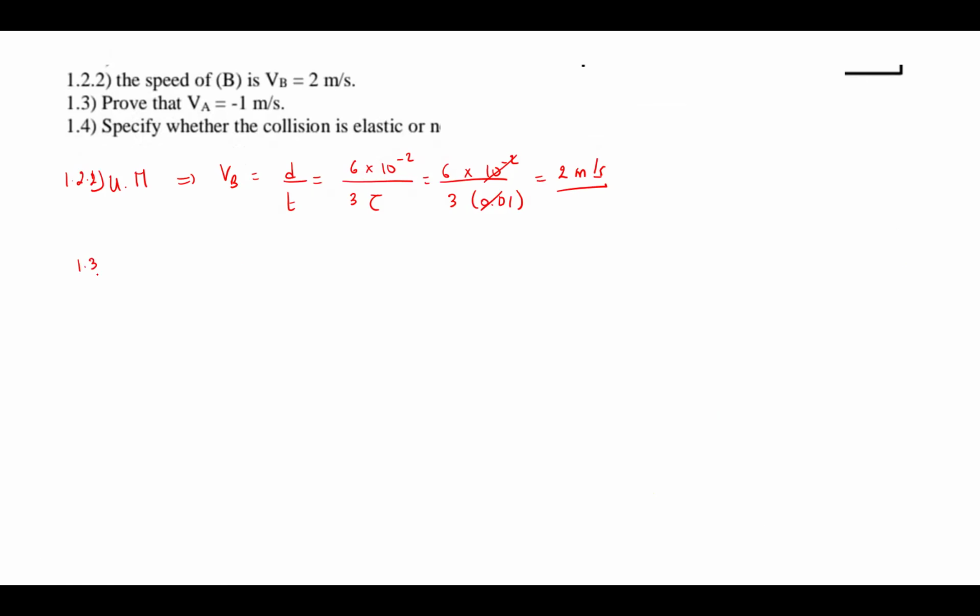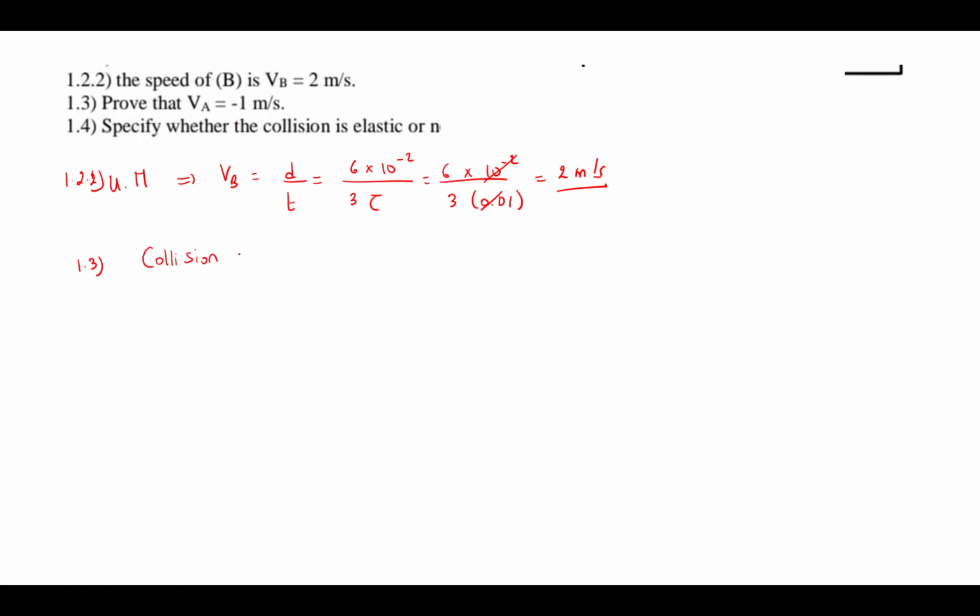Part 1.3, then prove that VA equal negative 1 meter per second. We know that we have a collision. We have a head-on collision. This means that the linear momentum is conserved. When I say the linear momentum is conserved, this means that P before equals P after, and this is for the system that we're studying. So we're studying the system A and B together. So we have P before equals P after.